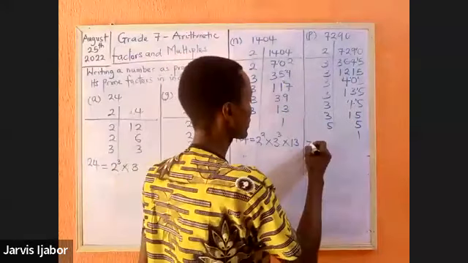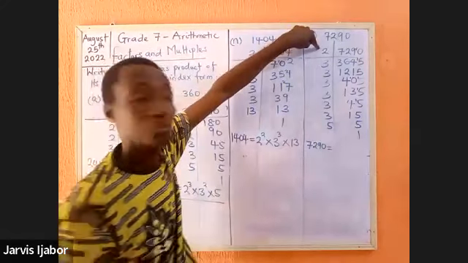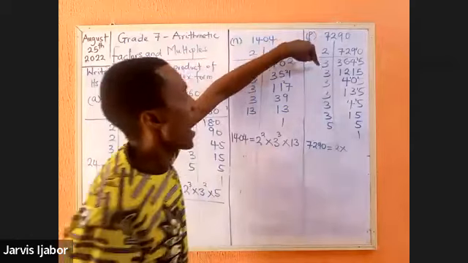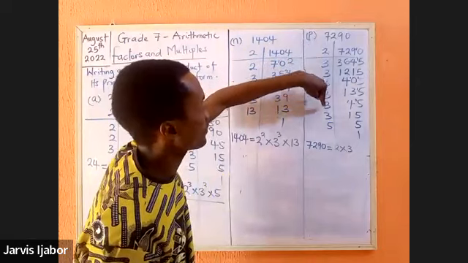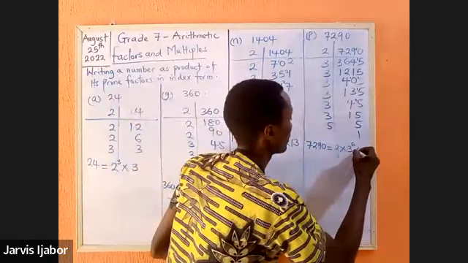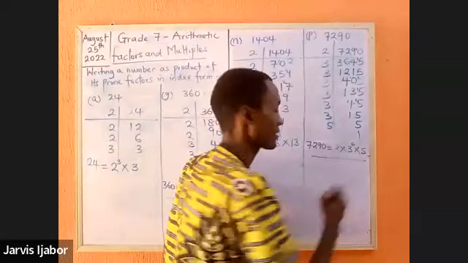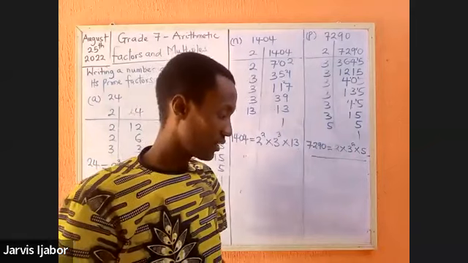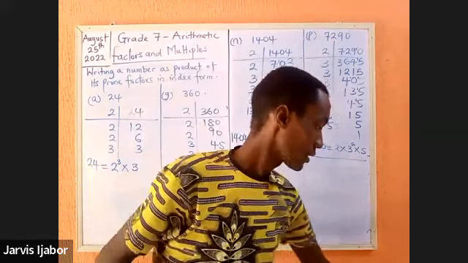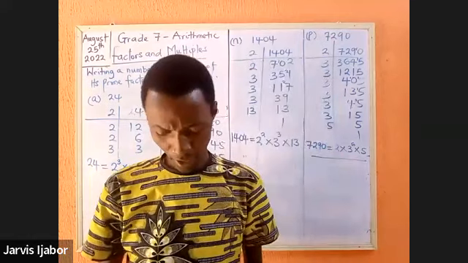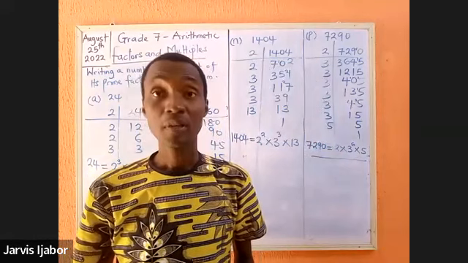So I'll come here. 7290 will be equal to what? I have just 1, 2 times. I have 3. How many can I see? 1, 2, 3, 4, 5, 6 times. I have 5. And that settles out the problem. And that's that for writing out numbers in terms of their prime factors.